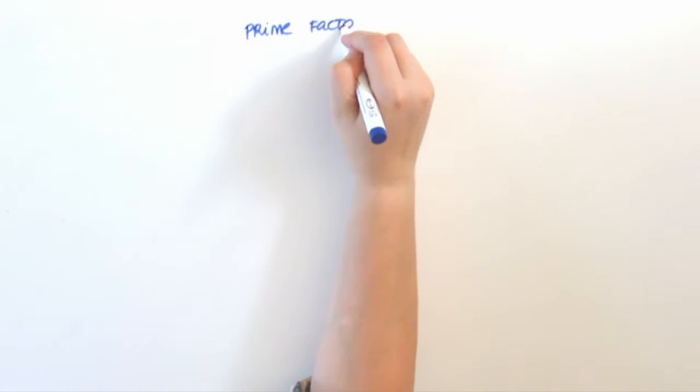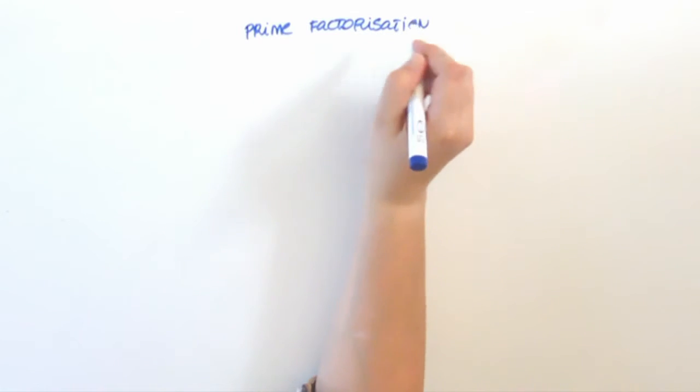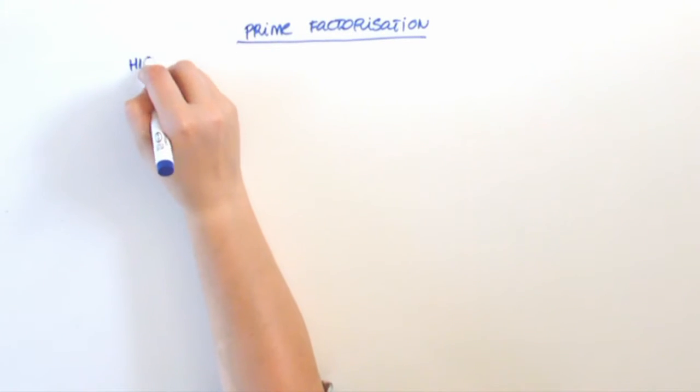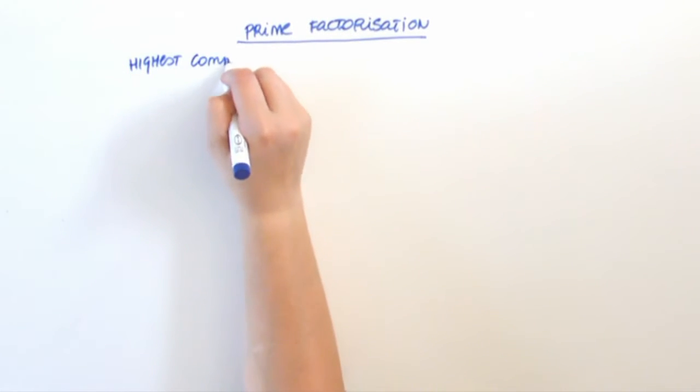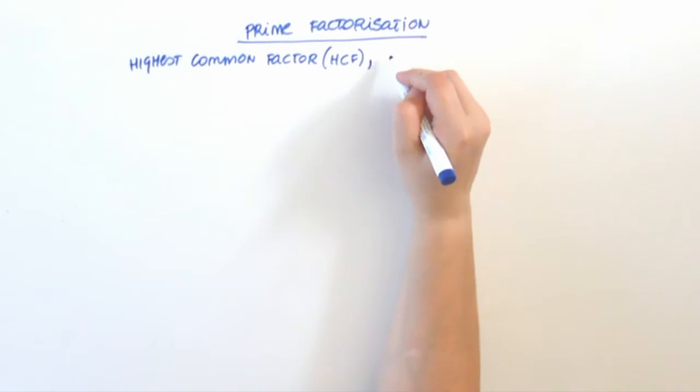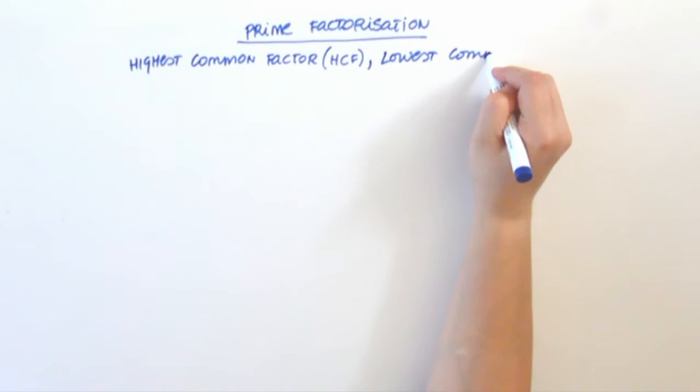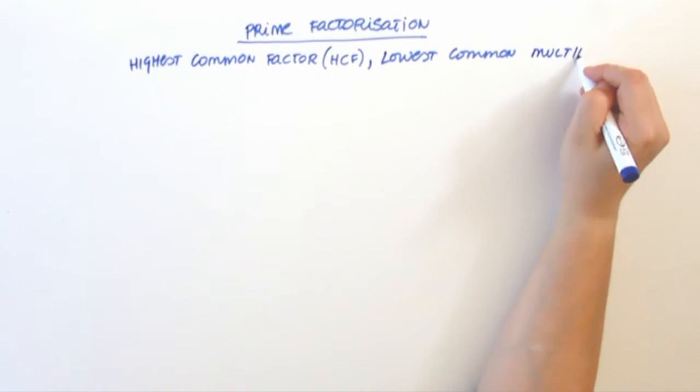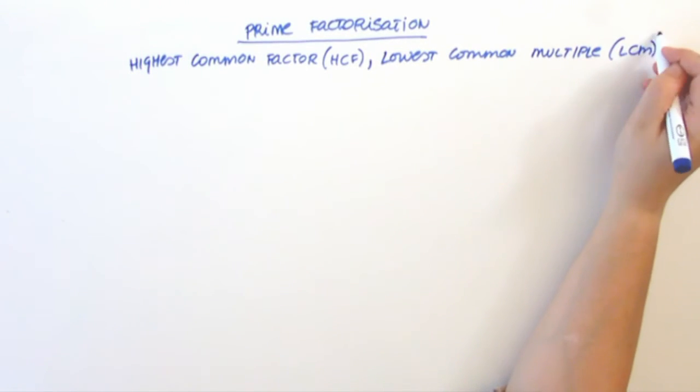Hola clase! Today we are learning how to do a prime factorization and how to use it to find the highest common factor, or HCF, and the lowest common multiple, LCM. I will give you a step-by-step guide on how to do it, and then we will make an example together.